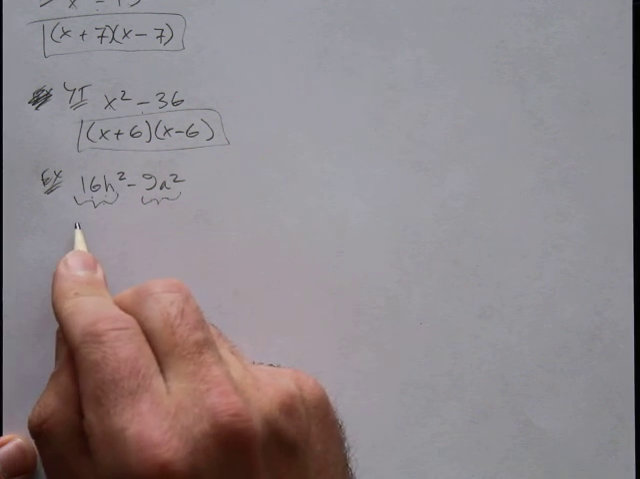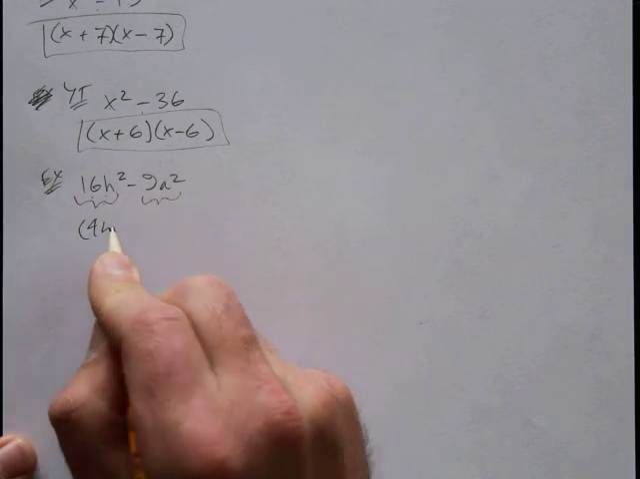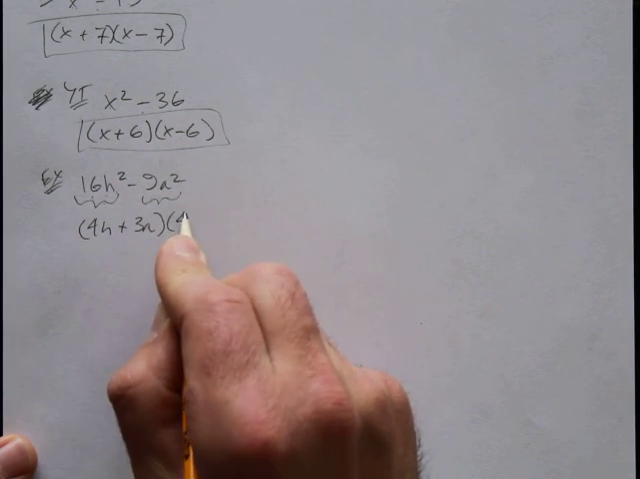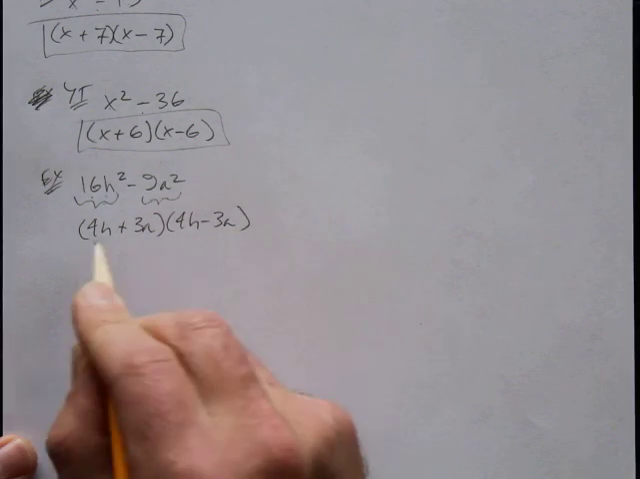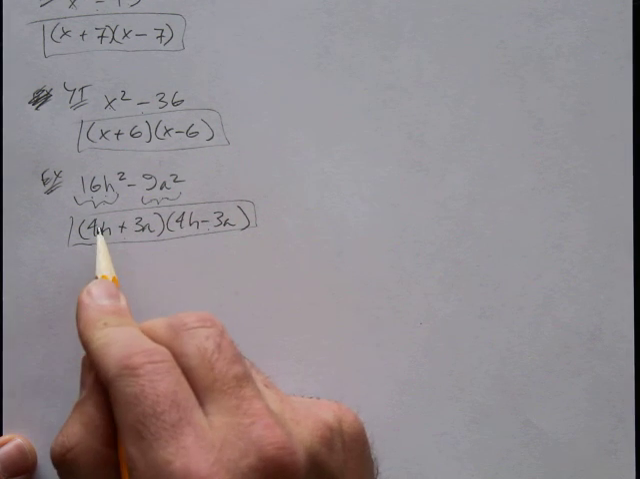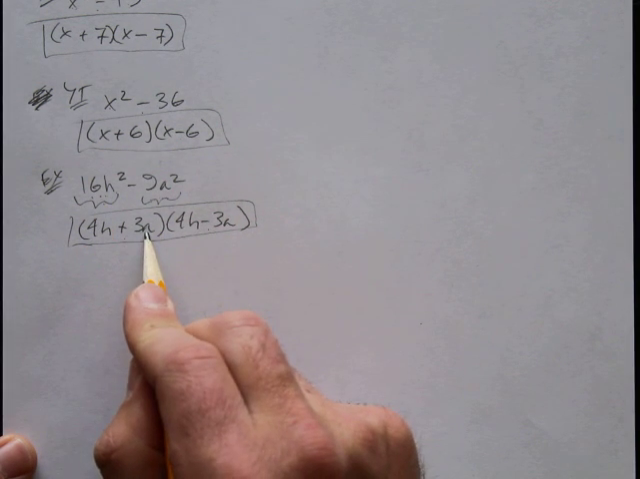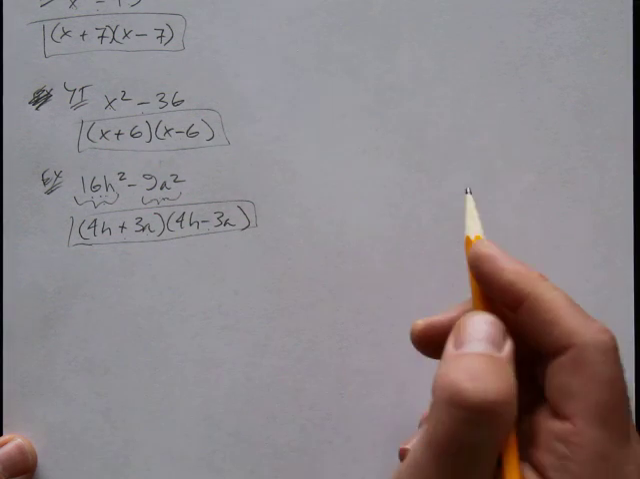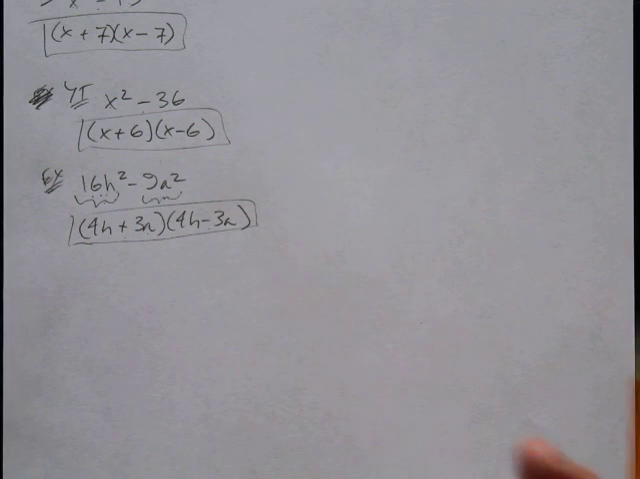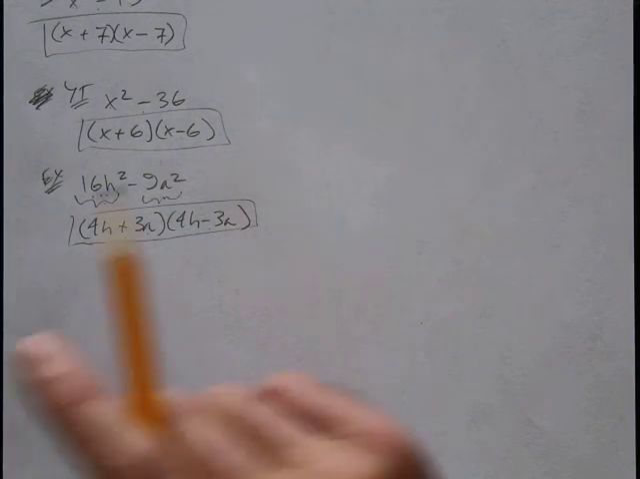So that means I can just say, okay, 4h plus 3a times 4h minus 3a. And I have factored this thing. Plus, minus, 4h times 4h is this, 3a times 3a is that, and I am good. If I wasn't sure, I could FOIL this out and see if I ended up with this same thing, and I should. So let's go ahead and have you do a few examples on your own.